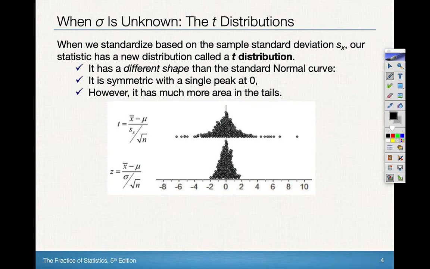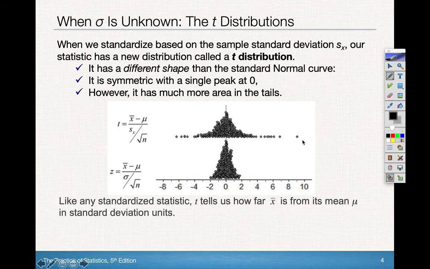Think about it. If you don't know the standard deviation of the population and all you know is the standard deviation of the sample, it means you know less. What happens when you know less in statistics? It means you're more uncertain. What happens when you're more uncertain? You need to give more room for error, more wiggle room. How do we give more wiggle room on a curve? Put more area at the tails.